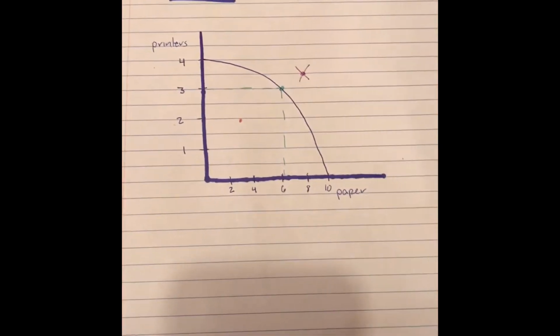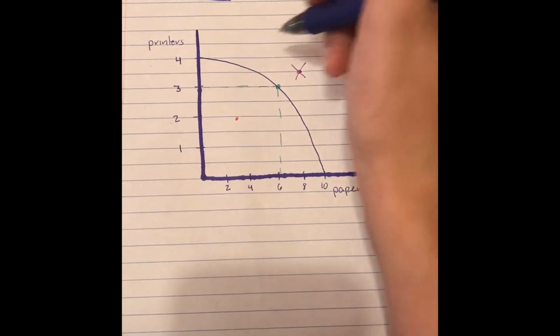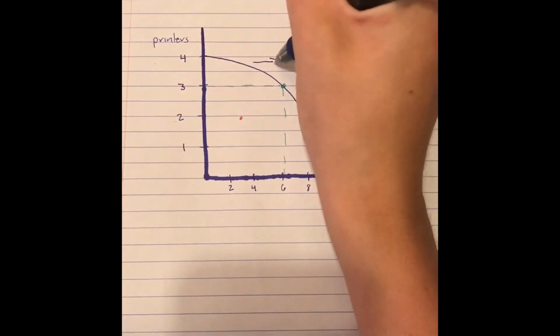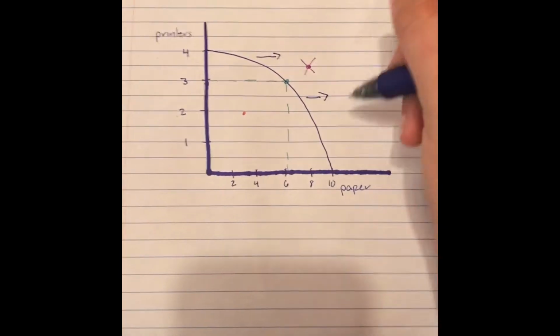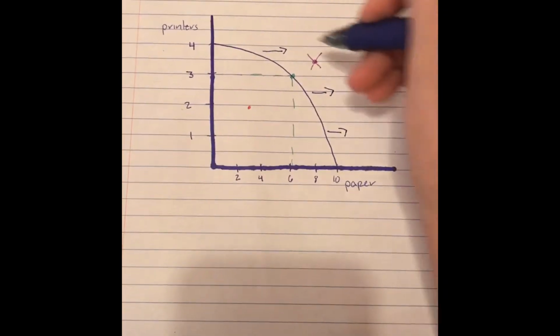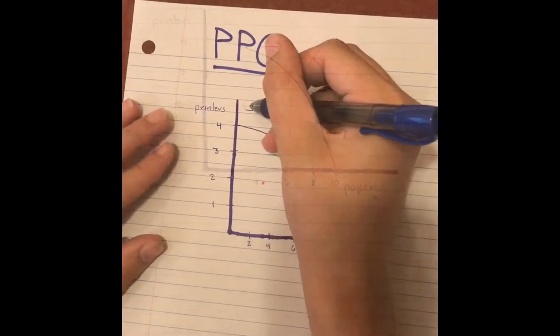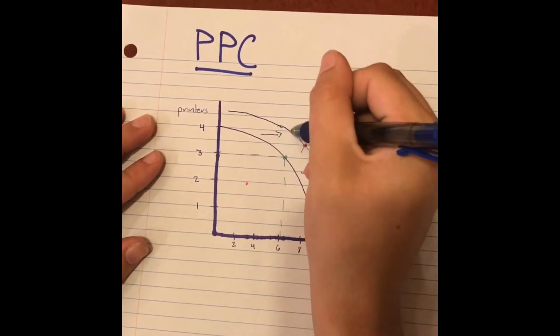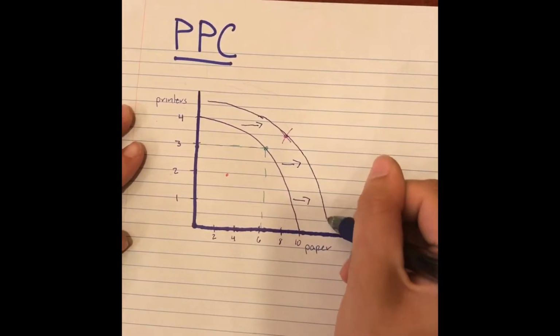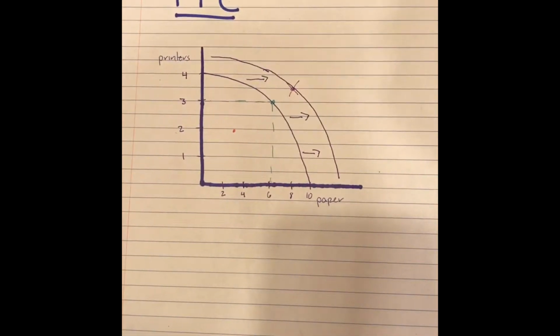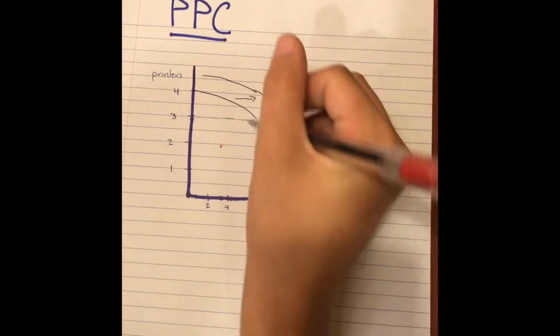Now, if we have an increase in outside resources, the entire curve will shift right to indicate higher levels of production. This gives us a new curve. If there is a decrease in resources, then the entire curve would shift left.